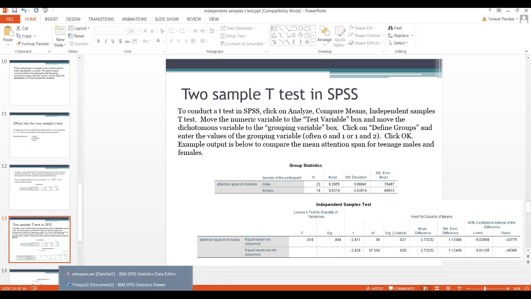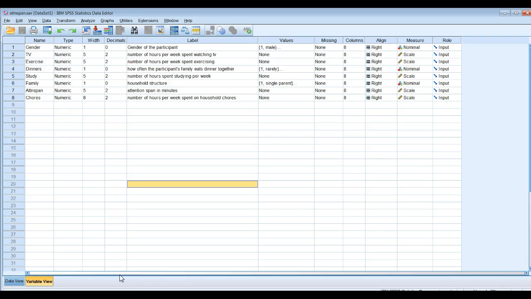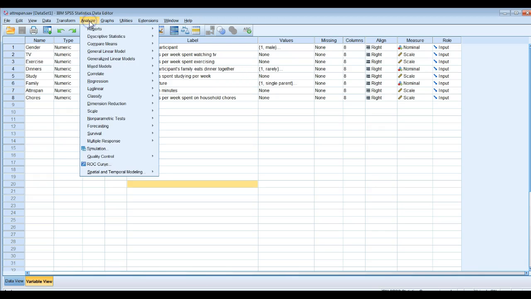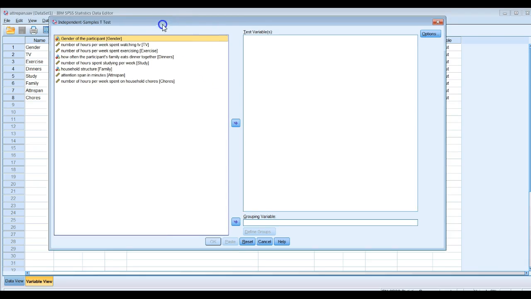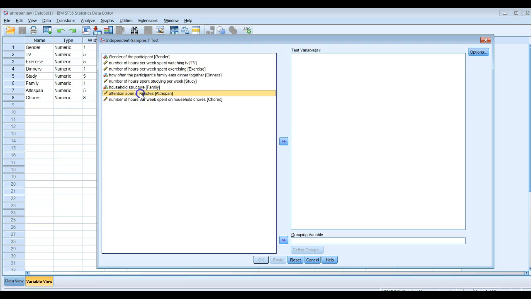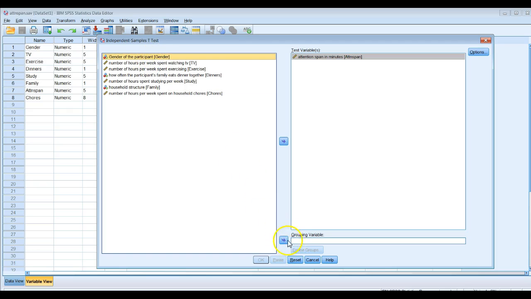So for the same data set we were looking at before with attention span, let's test for whether there's a difference in the mean attention span for males and females. To run a two-sample t-test in SPSS, we're going to analyze, compare means, independent samples t-test. Now we've got attention span as our test variable, and the gender of the participant is our grouping variable.